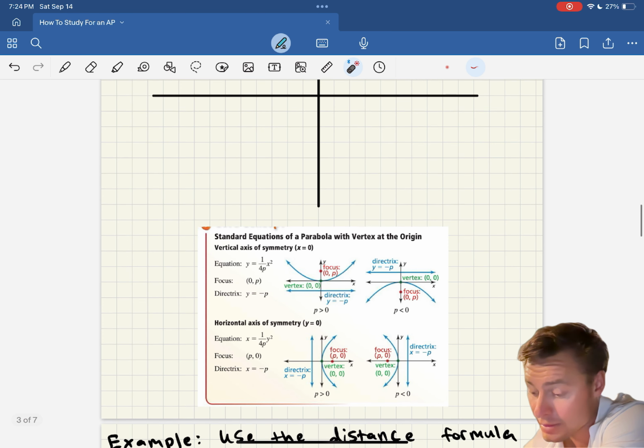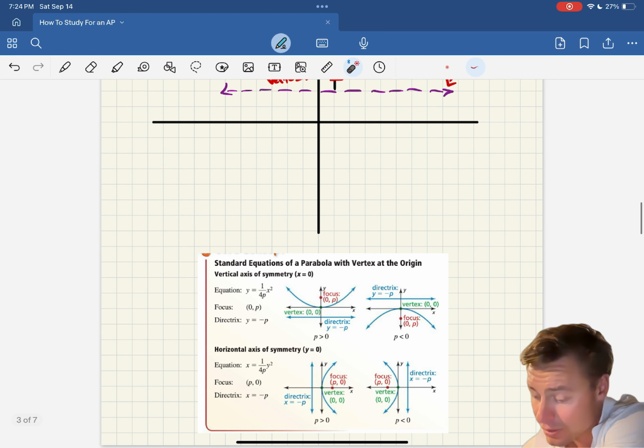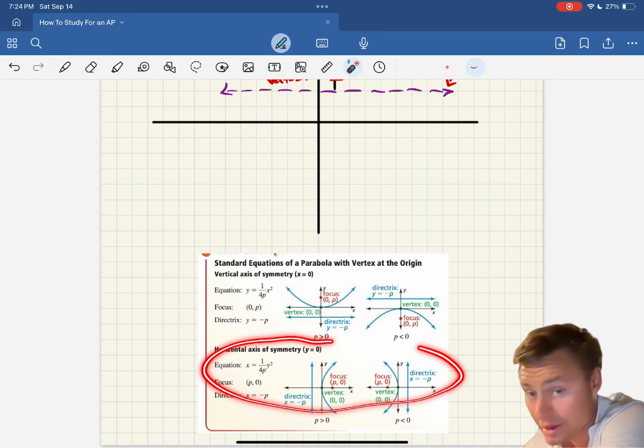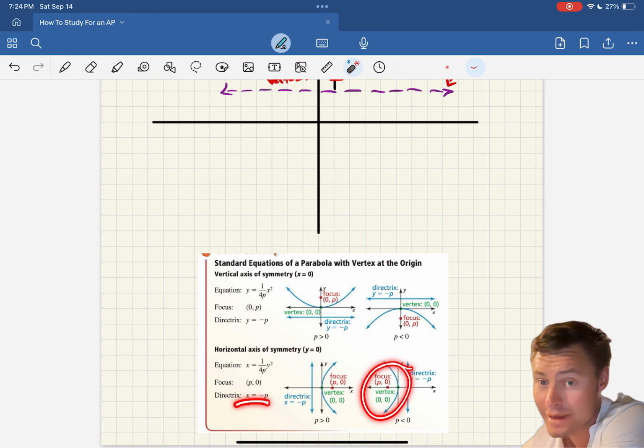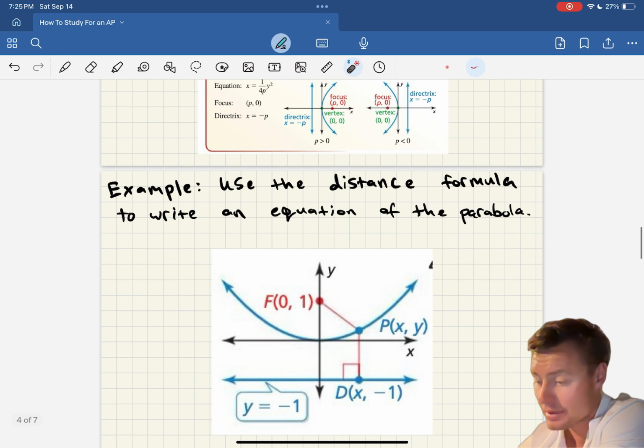And here's the thing I just mentioned. They can also be facing left or right if you look at these two equations down here. And how does that change the equation? Well, rather than having a y equals, we now have an x equals 1 over 4p y squared. And if it's facing right, it's positive. If it's facing left, you're going to have a negative value for p. Okay? So let's take a look at our first example here.